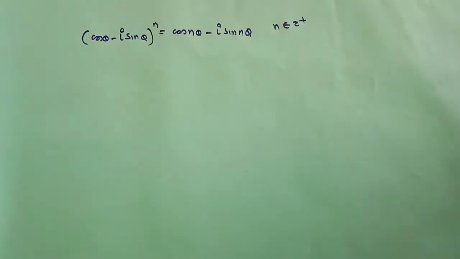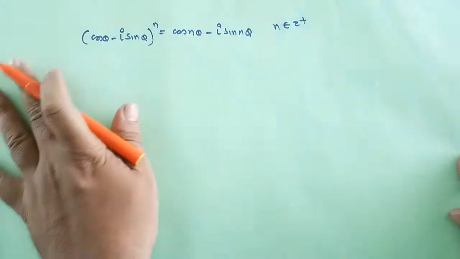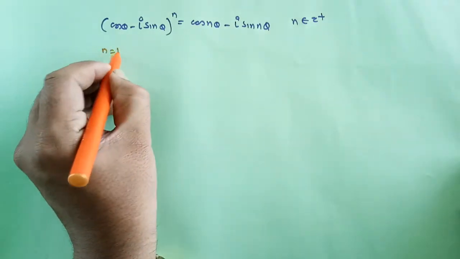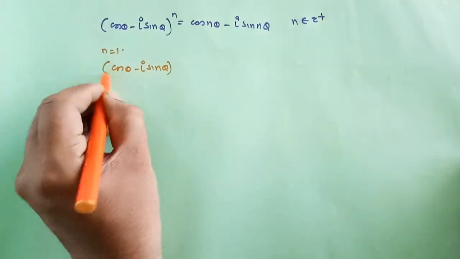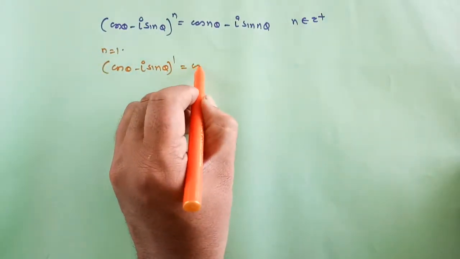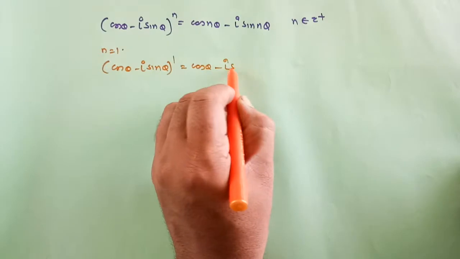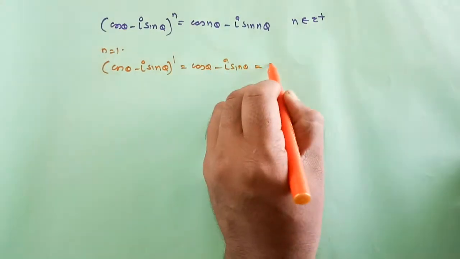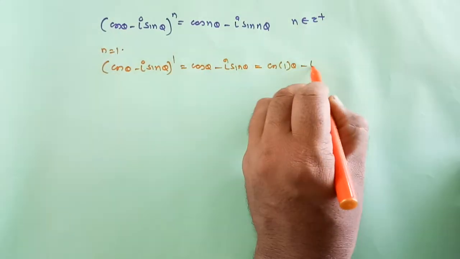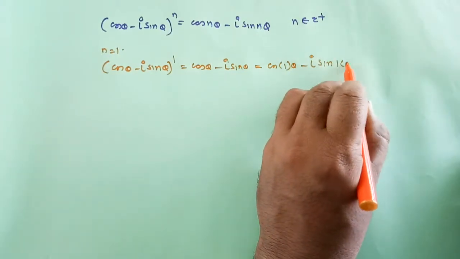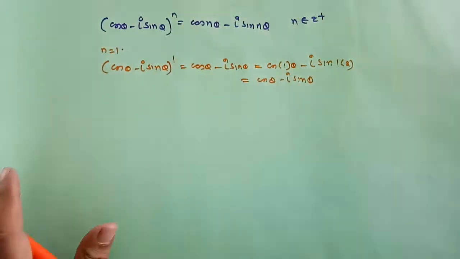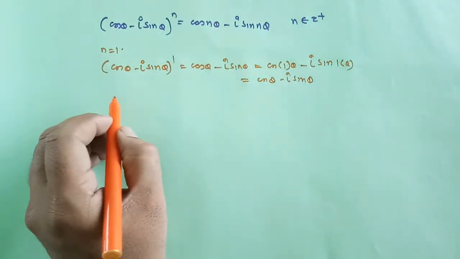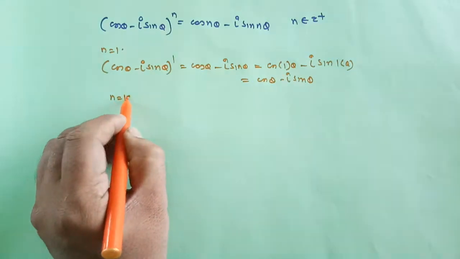So what I'm going to do is quickly take n equals 1. So (cos theta minus i sine theta) raised to 1 is going to be cos theta minus i sine theta, which is true as cos of 1 theta minus i sine of 1 theta, which is cos theta minus i sine theta, which is true. Now let us assume this is true for n equals k.